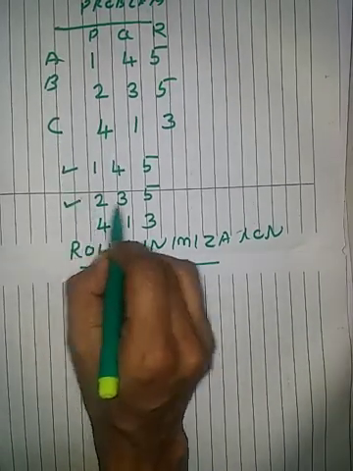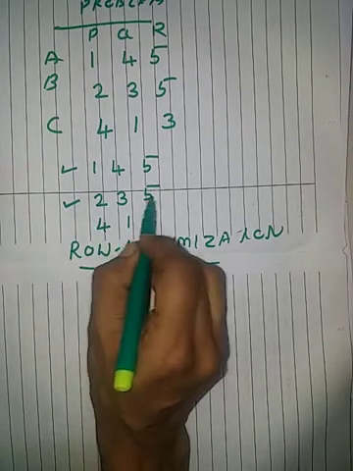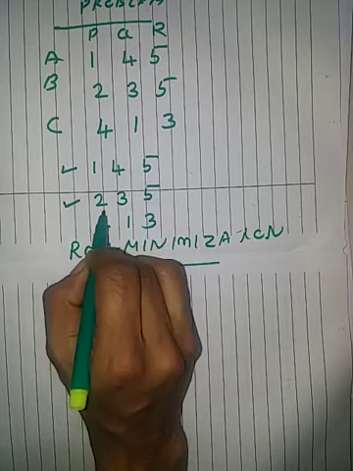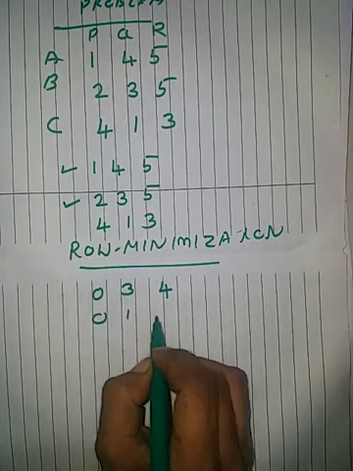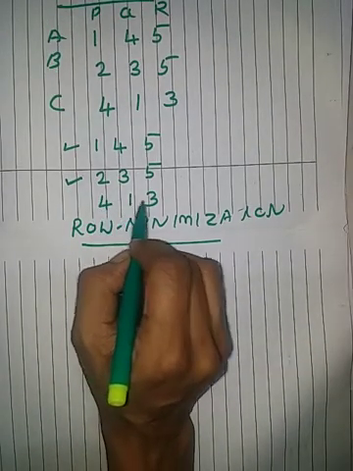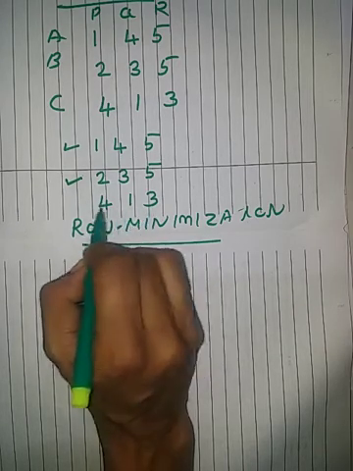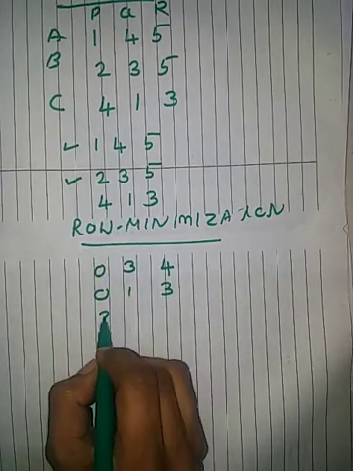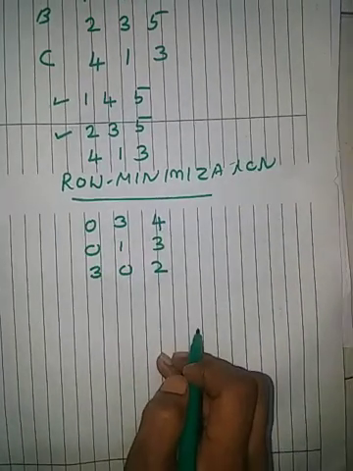Second row, minimum is 2. Subtract 2 from all elements of that row. 2 minus 2, 3 minus 2, 5 minus 2. Last row, 4, 1, 3. Minimum is 1. Subtract 1 from all elements of row number 3. So, row wise minimization over.